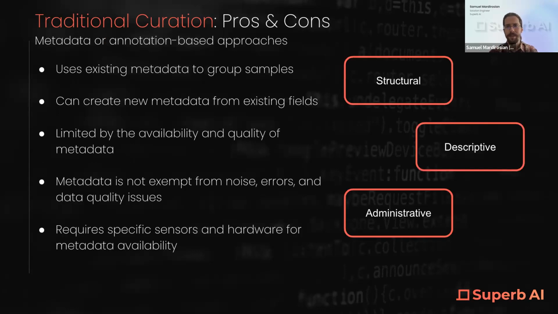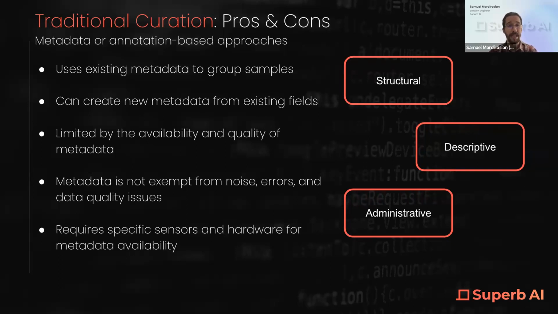Metadata-based curation is another traditional approach where data is curated based on its metadata, such as labels or annotations. This approach can be more targeted than random sampling, which allows for more specific and relevant data selection. However, it relies heavily on the quality and completeness of the metadata, which can be a pretty severe limitation. The metadata might not fully capture the diversity of the dataset, especially in cases where it doesn't fully represent all the characteristics of the data.